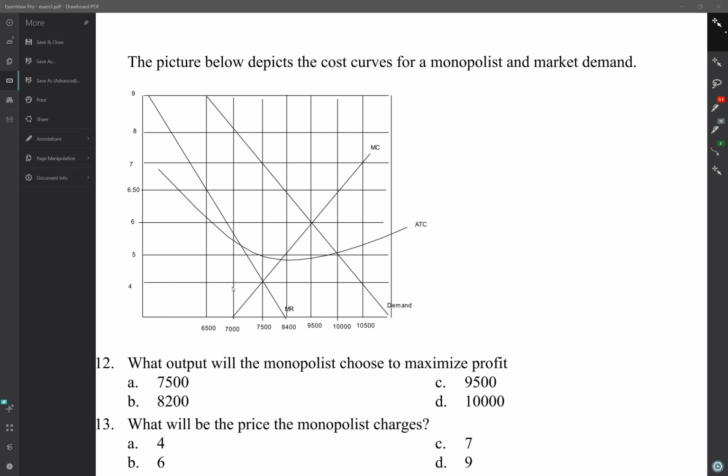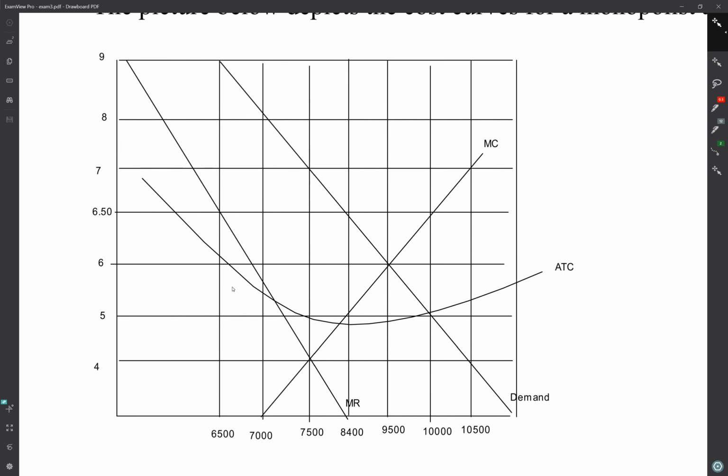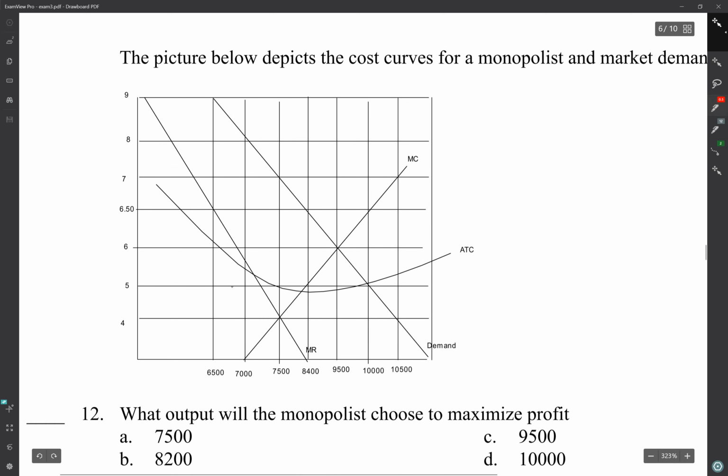All right, so let's take a look at some sample questions we might see. So we've got a monopoly problem here. And so first question you can imagine is, what output will the monopolist choose to maximize profit? Well, for a monopolist, they're going to choose to produce where marginal revenue equals marginal cost.